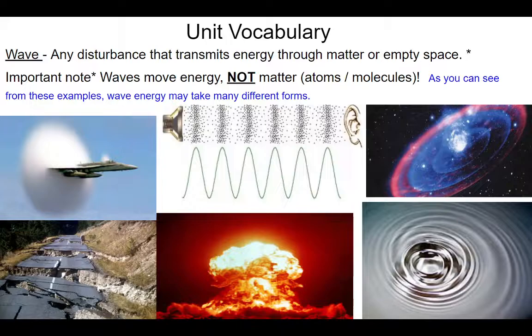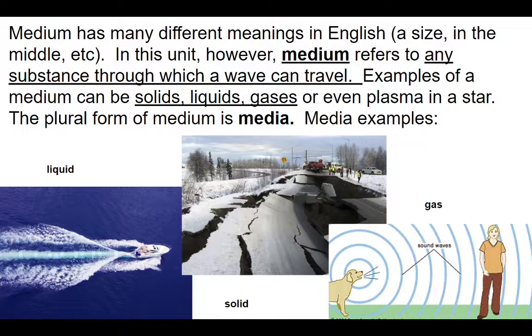So here we go. Okay, so a wave is any disturbance that transmits energy through matter or empty space. We're going to get into the two kinds, one that needs matter and the other that can go through empty space shortly. But right now a wave is basically any disturbance that transmits energy through either one. Waves move energy and not material.